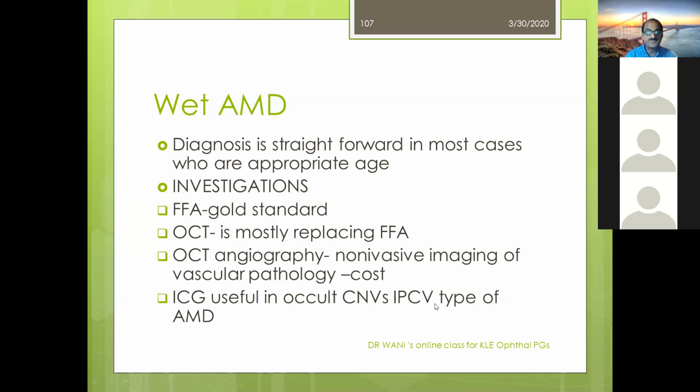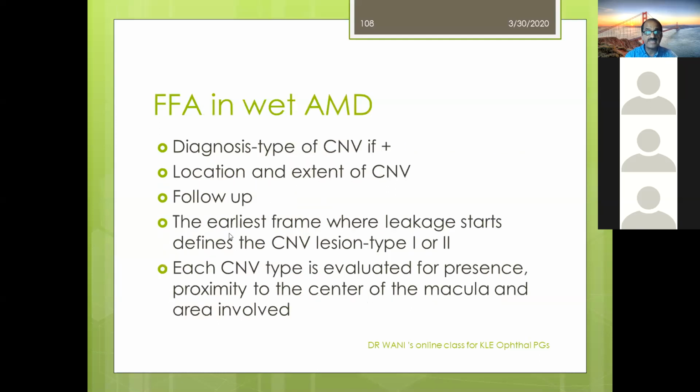ICG should be used. Now, fluorescein is the gold standard for diagnosis, and we can also see the location of the choroidal neovascular membrane, its extent, and we can follow it after treatment to see whether it's regressing or not. And the earliest frame when the leakage starts defines what it is, type 1 or type 2. Each type is evaluated for presence and proximity to the center of the macula to classify it.